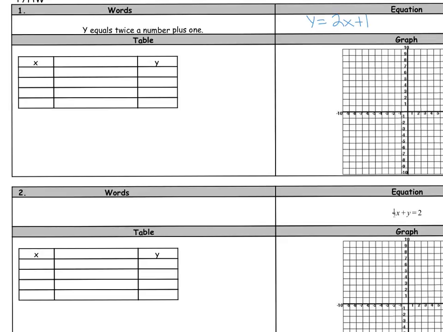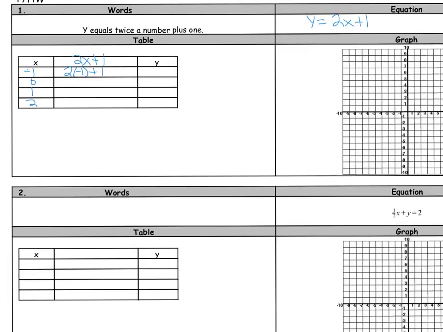Once you have the equation, then you can use that to create an input-output table in order to graph the line of the equation. So our rule is 2x plus 1. We can select our domain of anything we like. I'll simply do -1, 0, 1, 2. I'll plug that into our function rule. And I'll get our range, our y value.